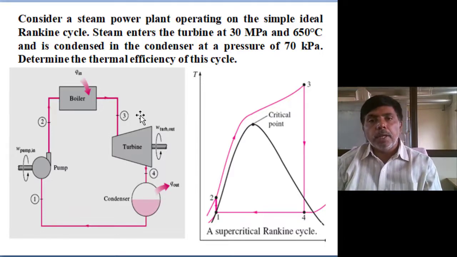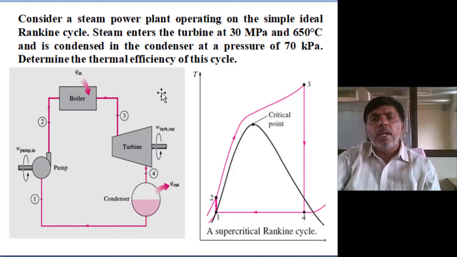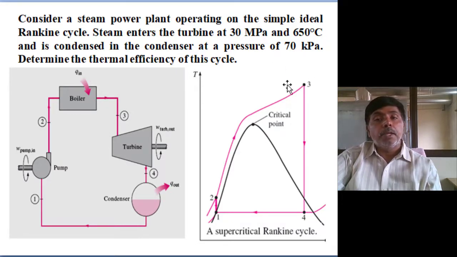Consider a steam power plant operating on the simple ideal Rankine cycle. Steam enters the turbine at 30 megapascal, meaning 300 bar pressure, and 650 degrees centigrade, meaning the maximum temperature I consider, and is condensed in the condenser at a pressure of 70 kilopascal, meaning 0.7 bar pressure. Determine the thermal efficiency. Simple. Directly open the Mollier diagram. Mark the point at 30 megapascal, meaning 300 bar, and 650 degrees centigrade. Extract the enthalpy, whatever enthalpy you are getting, that is H3.